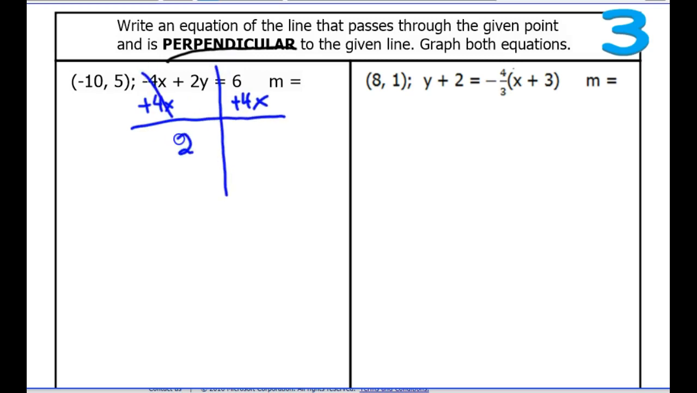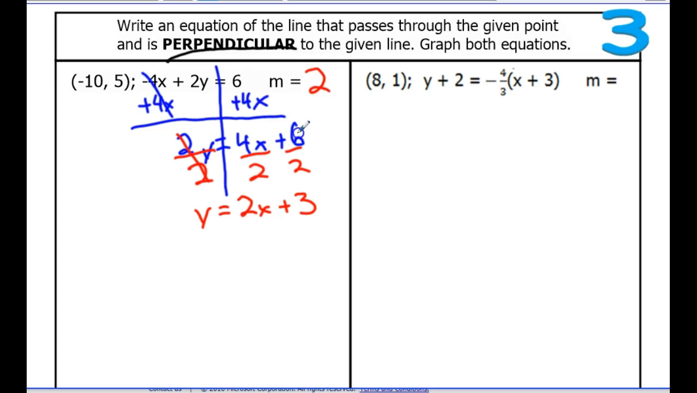So we get 2y equals 4x plus 6. Then we have to divide by 2 to get y by itself. Divide everything by 2. And we get y equals 4x divided by 2, which is 2x, plus 6 divided by 2, which is 3. So if we're looking for our slope, we have to look right here, and we know that our slope is 2.